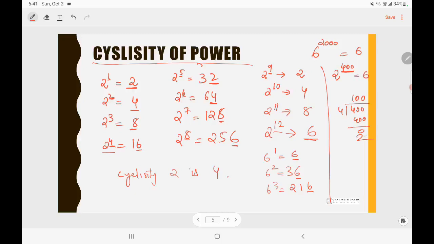If you get a remainder 1 here, for example, if it is 2 raised to 401, if 401 is divided by 4, you will get remainder as 1. So if you get remainder 1, that means 2 will be the unit digit. If you get remainder 2, the unit digit will be 4. If you get remainder 3, the unit digit will be 8. So on. Okay. So this is the concept of cyclicity of power, and this is applicable to every number.